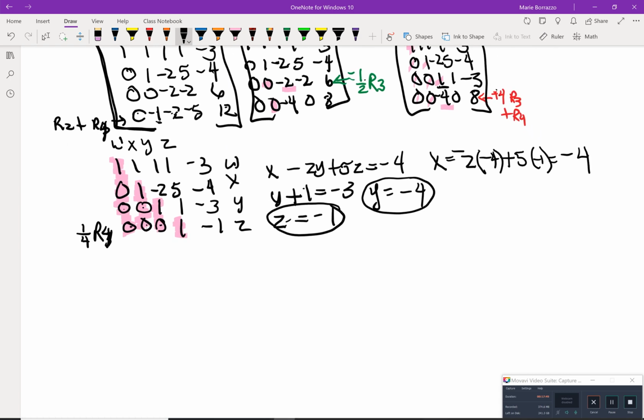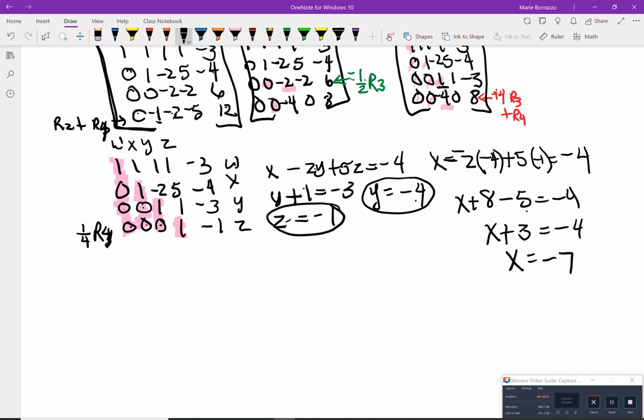Okay, so I have 8 minus 5 is equal to negative 4. Sorry, that's X minus 8 minus 5. Let me reverse that. This becomes X minus 2, so I have X minus 2Y. Y is negative 4, so it becomes plus 8. So I really have X plus 3 is equal to negative 4. And so therefore X is equal to negative 7.